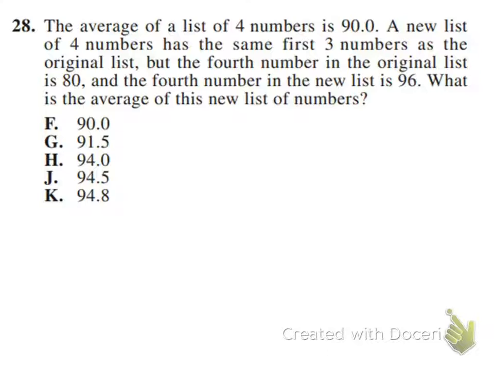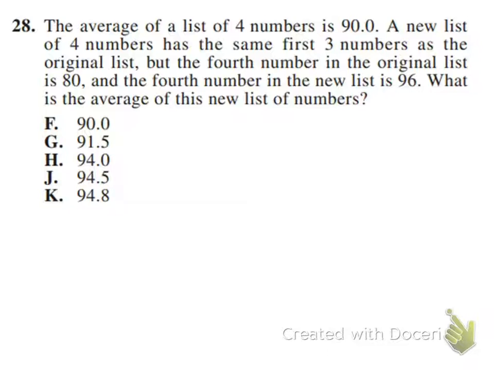A lot of reading here. The average of a list of 4 numbers is 90. Okay, great. A new list of 4 numbers has the same first 3 numbers as the original list. But the 4th number in the original list is 80, and the 4th number in the new list is 96.